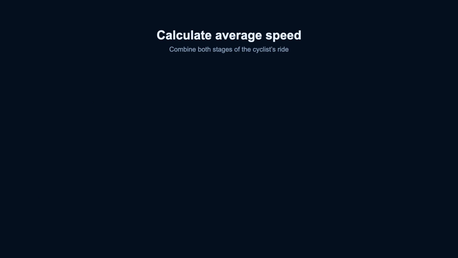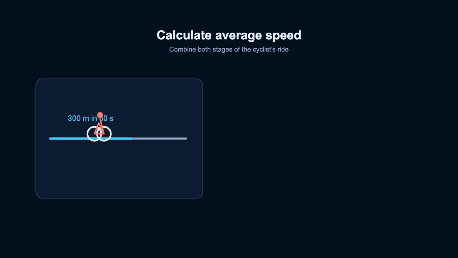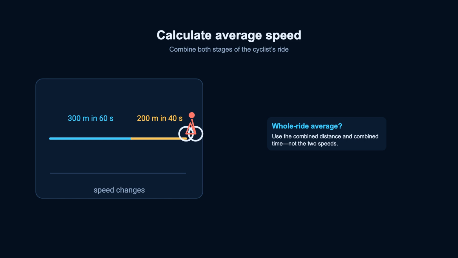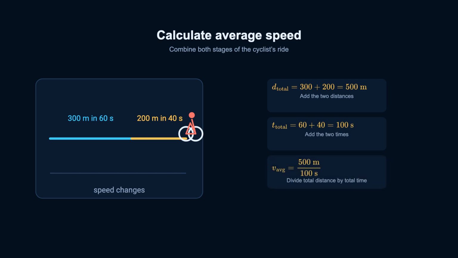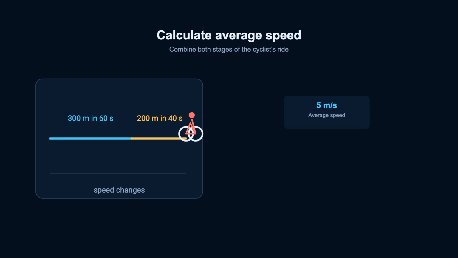Try this. A cyclist rides 300 meters in 60 seconds, then a further 200 meters in 40 seconds. What's her average speed for the whole ride? Add the distances. 300 plus 200 gives 500 meters. Add the times. 60 plus 40 gives 100 seconds. Divide. 500 meters over 100 seconds equals 5 meters per second. That's her average speed, even though her actual speed varied along the way.